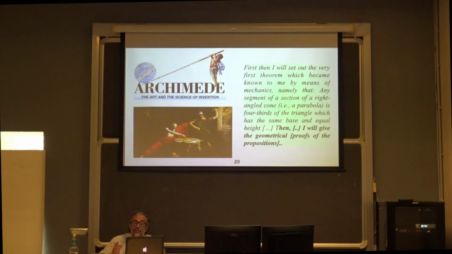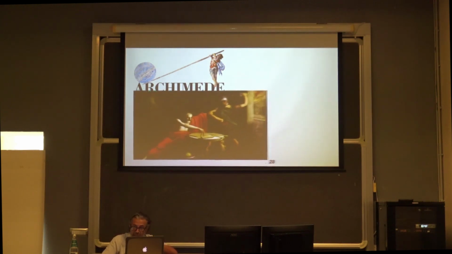First, then, I will set out the very first theorem which became known to me by means of mechanics, namely that any segment of a section of a right-angled cone, a parabola, is 4/3 of the triangle which has the same base and equal height. He calculates integrals. Then I will give the geometrical proof of the proposition. So he knows that mathematics is something and physical reality is something else. Okay?